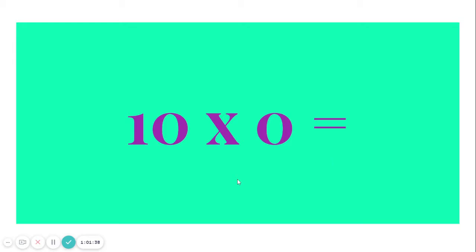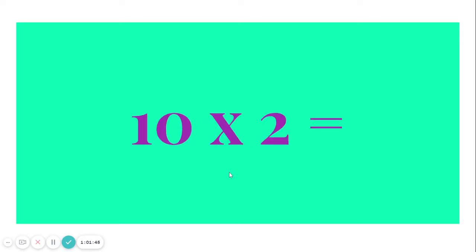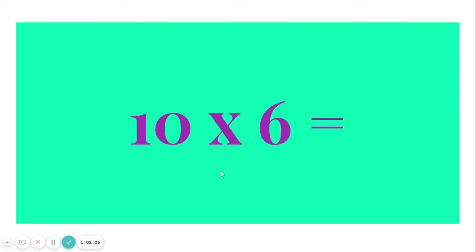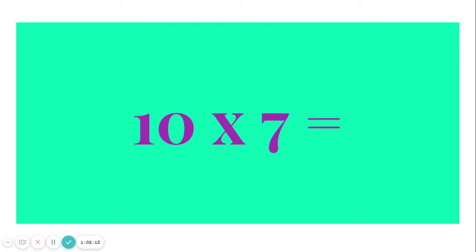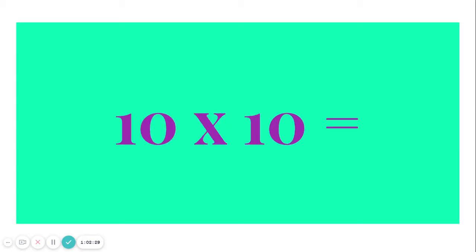Okay, 10 times 0 is 0. 10 times 1, 10. 10 times 2, 20. 10 times 3, 30. 10 times 4, 40. 10 times 5, 50. 10 times 6, 60. 10 times 7, 70. 10 times 8, 80. 10 times 9, 90. 10 times 10, remember, write the 10 and then put the sticker on the end if that confuses you.